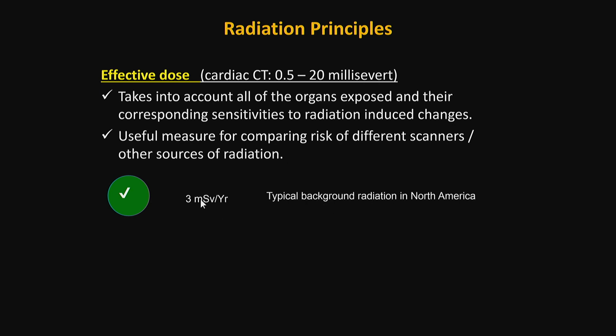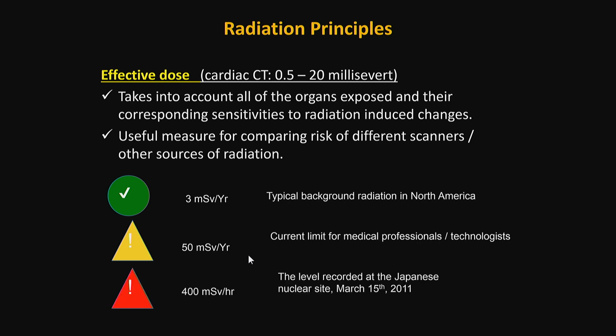So for the purposes of comparison, the typical background radiation dose in North America is 3 millisieverts per year. The limit for medical professionals, such as many of us and technologists, is 50 millisieverts per year. And then an interesting comparison is that the level of radiation recorded at the Japanese nuclear site on March 15, 2011 was 400 millisieverts per hour.